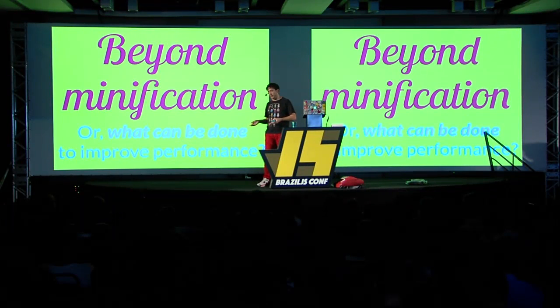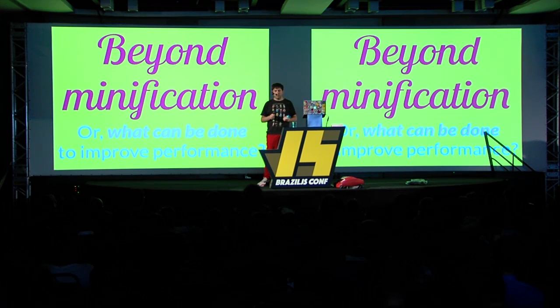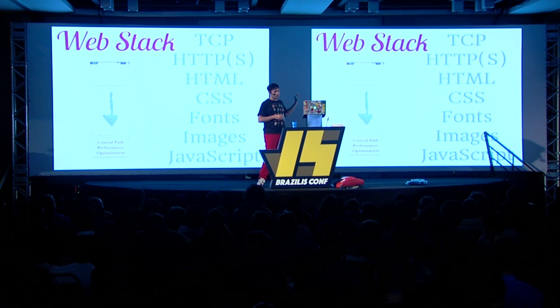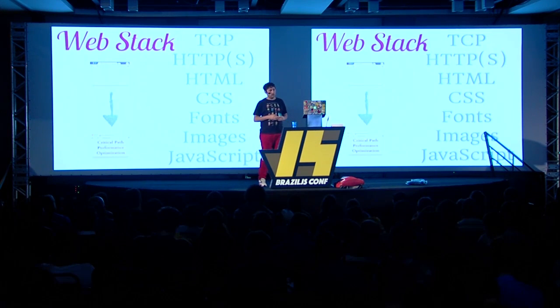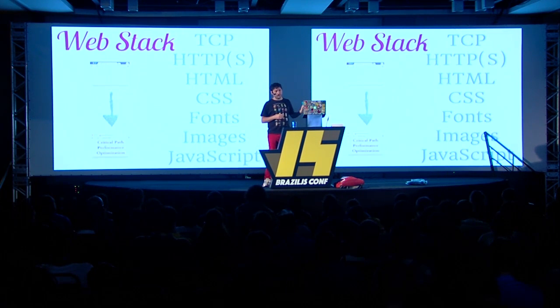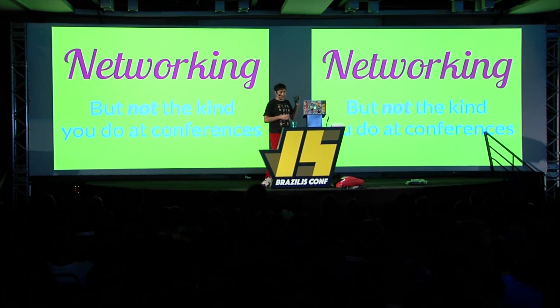So what can we actually do now that we know what's wrong with our site and we know to fail the build if something is wrong, beyond minifying things and concatenating them? Well, to that end, we should look at the web stack and figure out what the possible improvements are on each step of the stack. So we have TCP, HTTP, HTML, CSS, fonts, images, JavaScript, and all that. So let's go in turn. Let's start with networking.